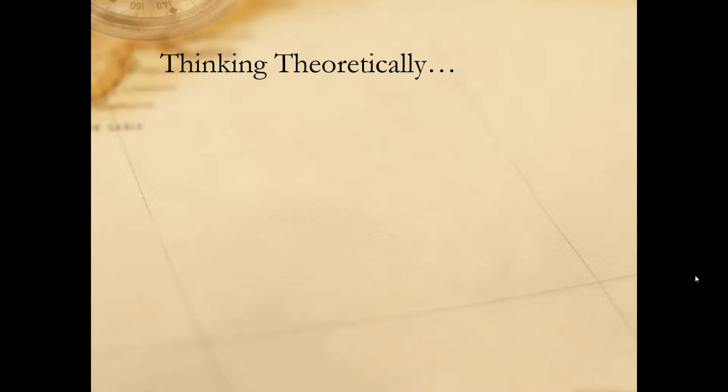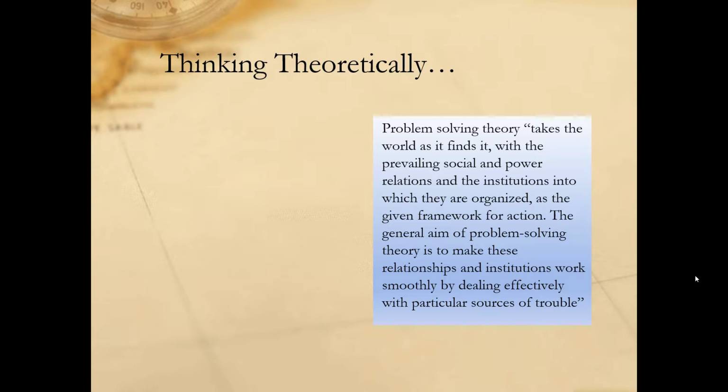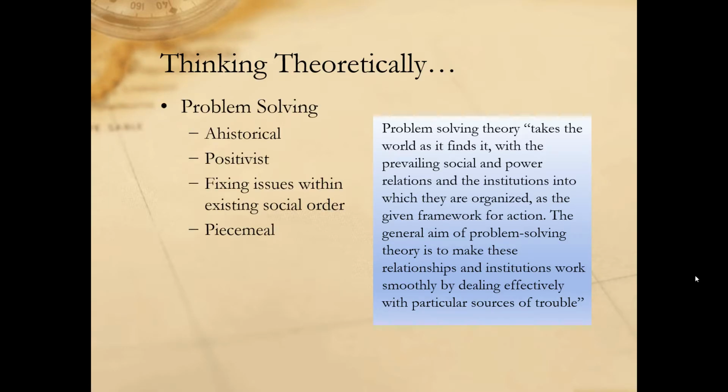In his classic 1981 essay, Social Forces, States, and World Orders, Robert Cox distinguishes between two kinds of theorizing, which he calls problem-solving theory and critical theory. Problem-solving theory, he argues, takes the world as it finds it, with the prevailing social and power relations and the institutions into which they are organized as the given framework for action. The general aim of problem-solving theory is to make these relationships and institutions work smoothly by dealing effectively with particular sources of trouble. Problem-solving theory thus operates within the existing political and economic order, seeking ways to make the system function more smoothly. It serves to reduce variability and fixes issues as they arise. It serves to reify or legitimate the existing social order.